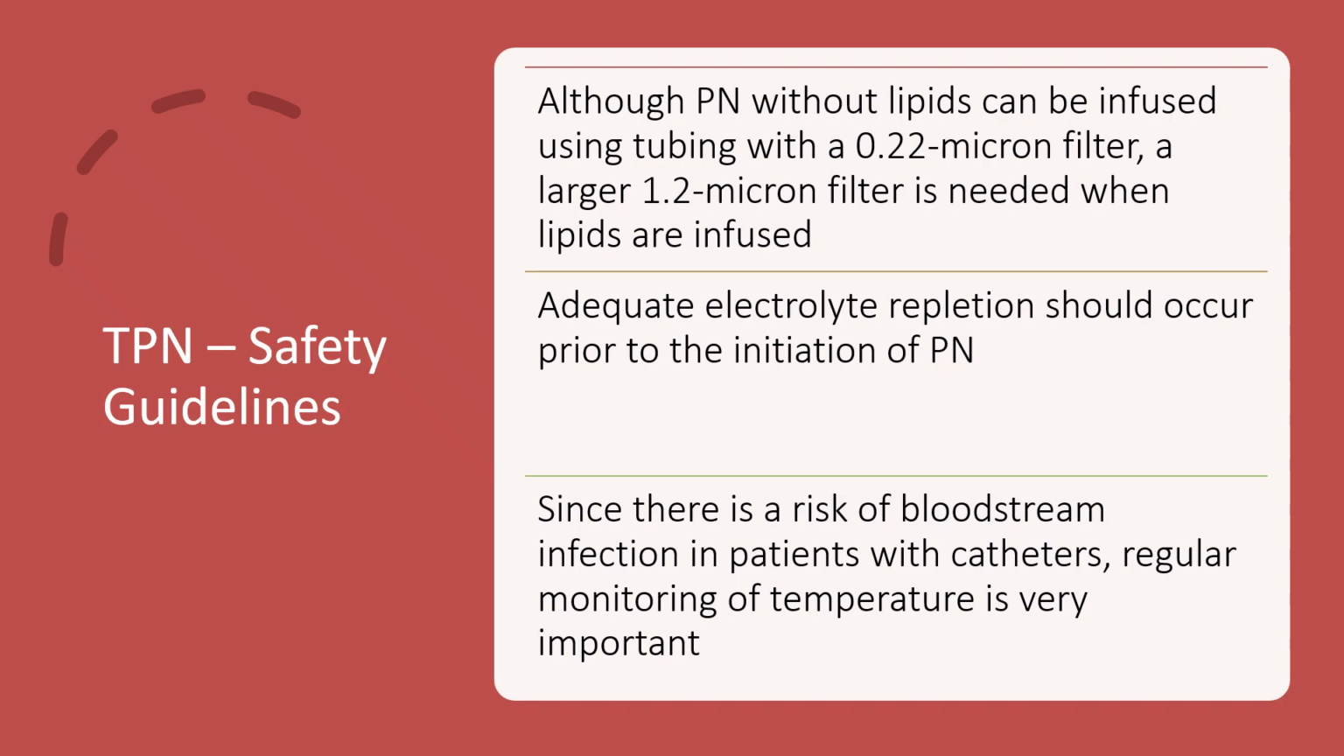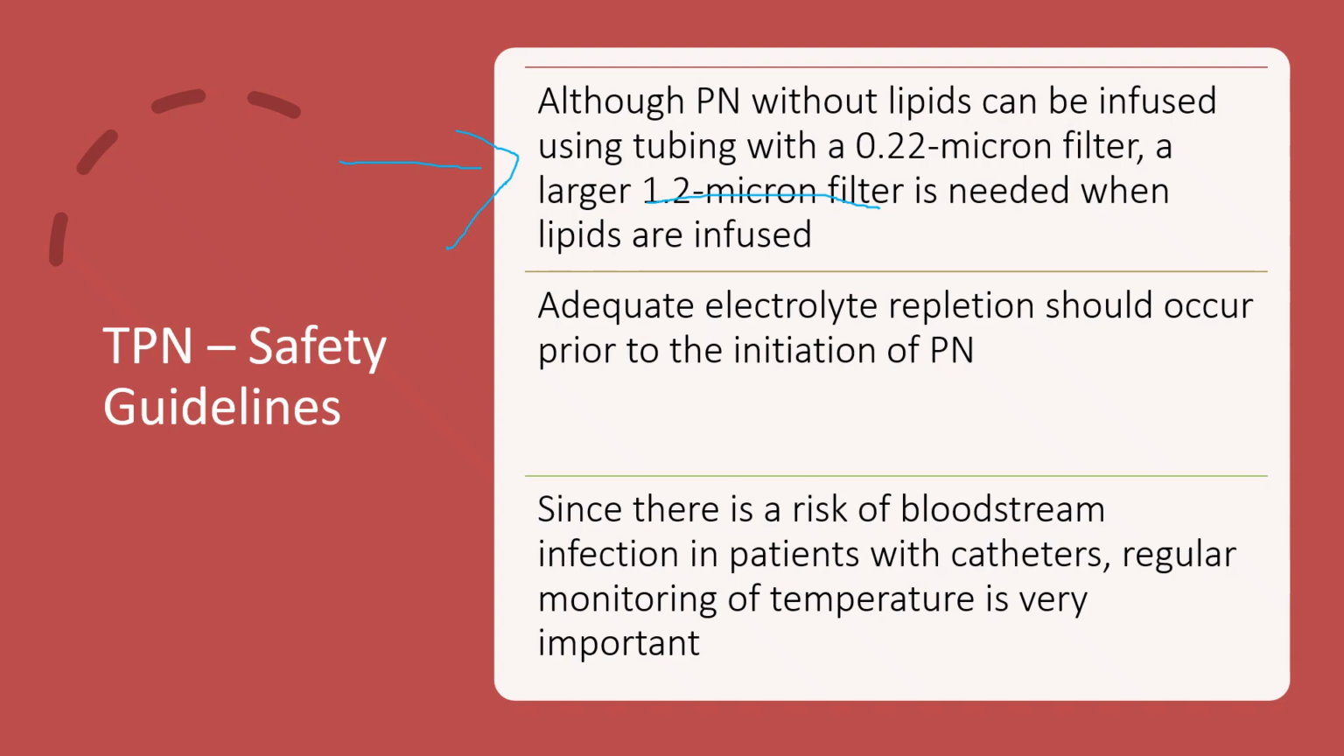So although parenteral nutrition without lipids can be infused using tubing with a 0.22 micron filter, a larger micron filter, 1.2, is needed when you are given lipids. So this is to prevent particle infusion. So my point here is that you need to use filtered IV tubing when you are given TPN, and you need a larger filter if you are given lipids.